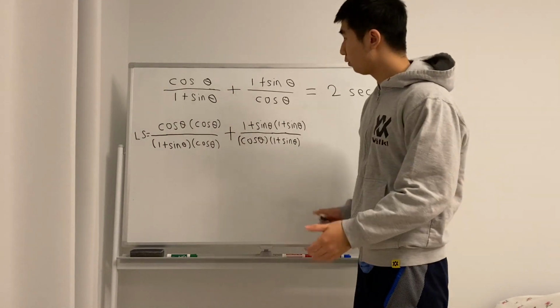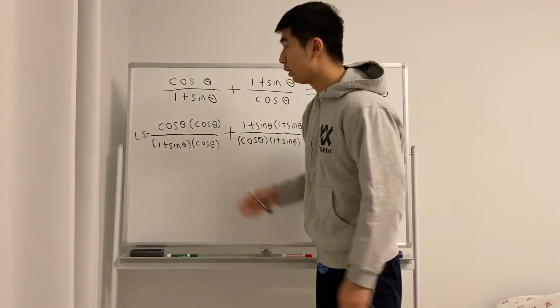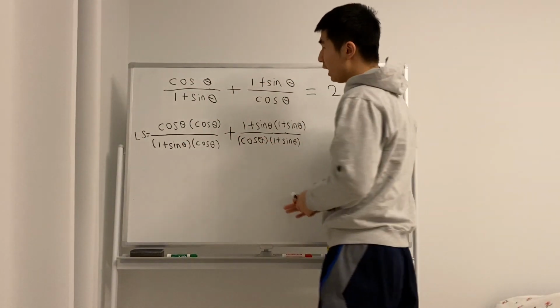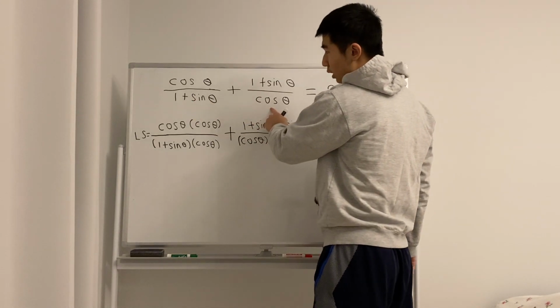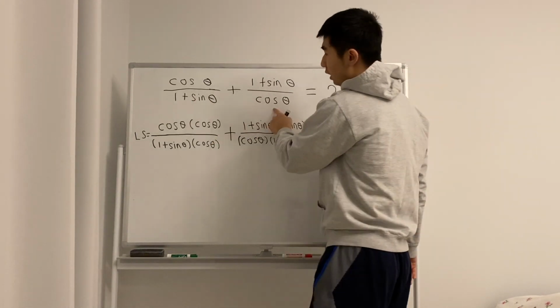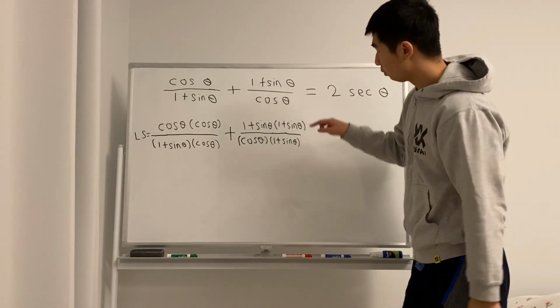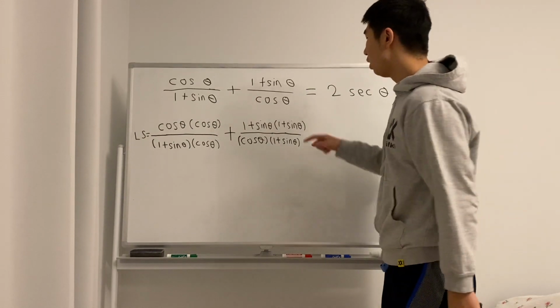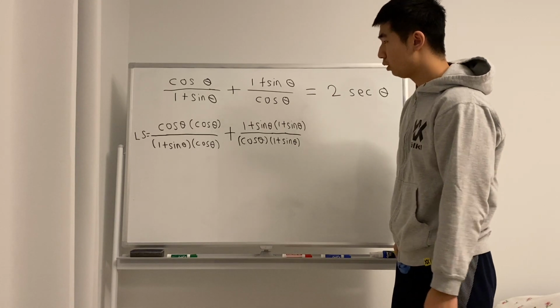Okay, so first off, I put LS here for left side to show that I'm working with the left side of this equation. So now what I did was I obtained a common denominator by multiplying these two together. And since I'm multiplying this by cos theta, I multiply the numerator by cos theta, right? And over here, since I'm multiplying this cos theta by 1 plus sine theta to get a common denominator, I multiply the top by 1 plus sine theta as well.